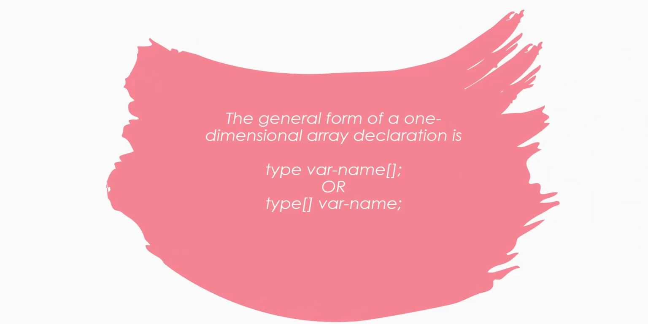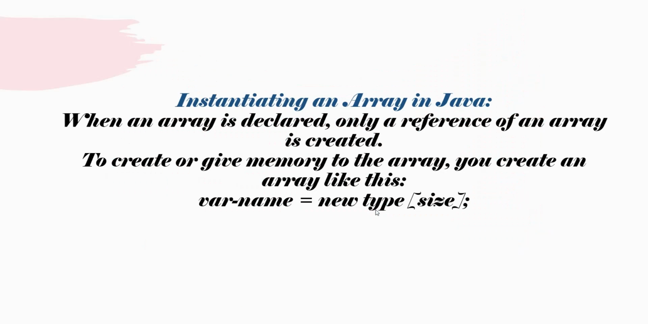So the general format of one-dimensional array declaration is as follows. First you declare the data type, the variable name, followed by the square brackets. Or you can declare the data type and then the square brackets followed by the variable name. So I will show you that with the example.